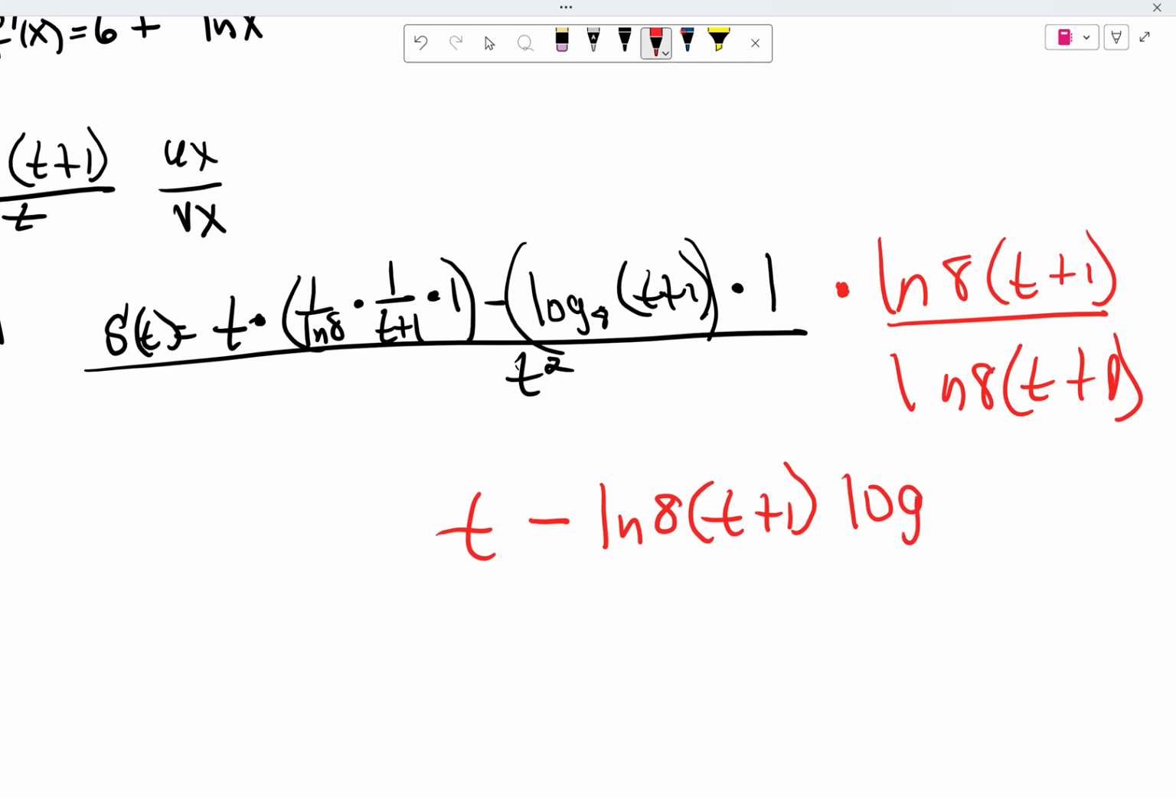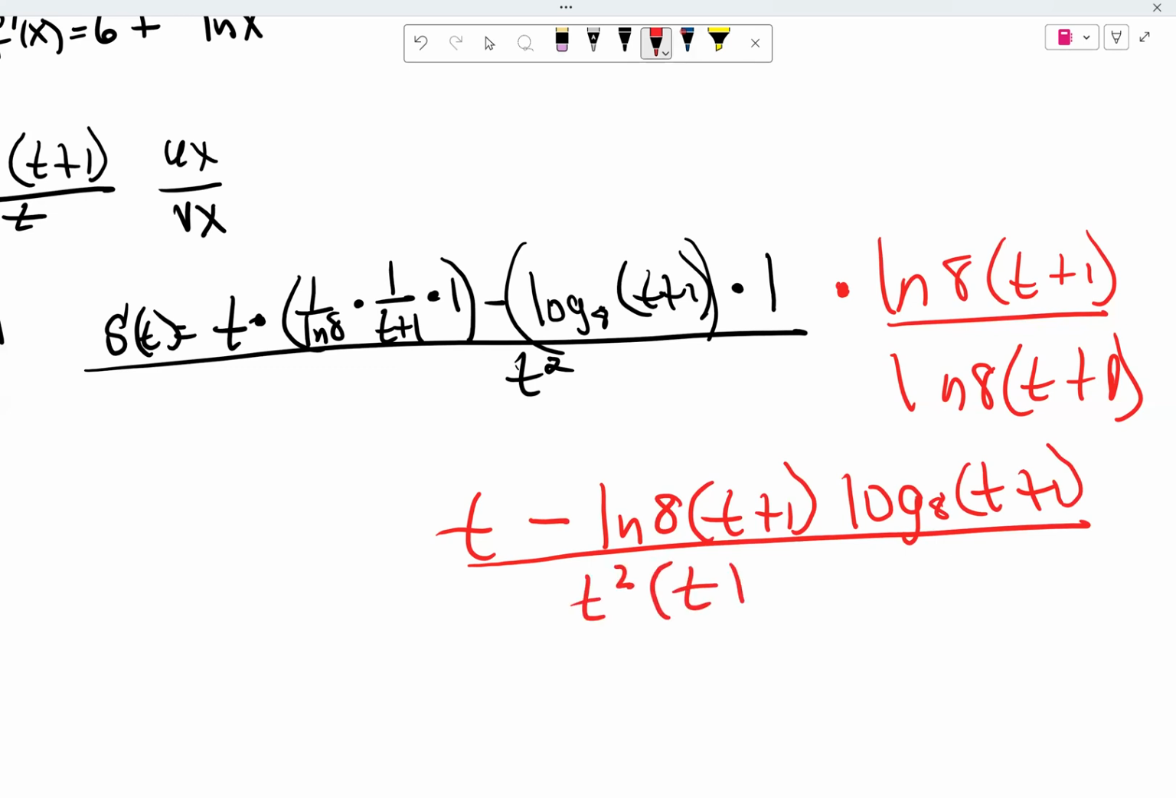log base 8 of t plus 1. And this will be all over t squared times t plus 1 times natural log of 8. Because all we're doing is multiplying it across, and that's how we end up there.